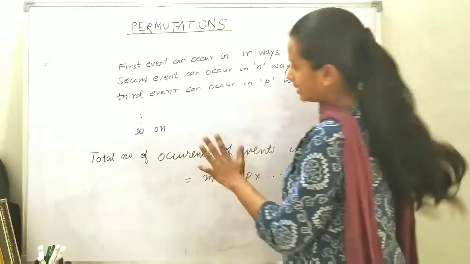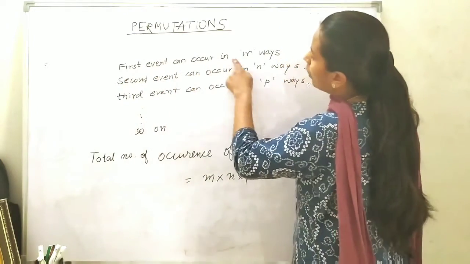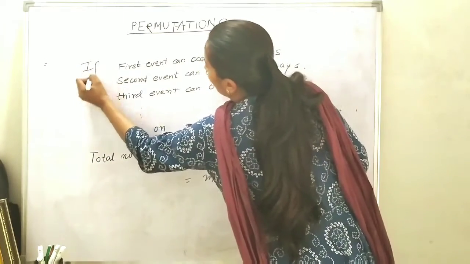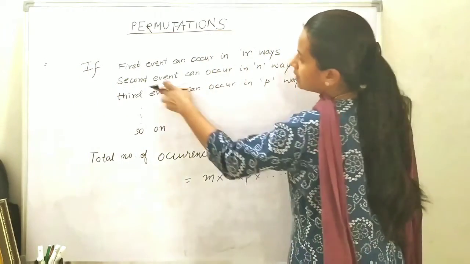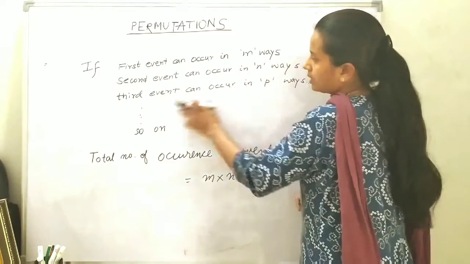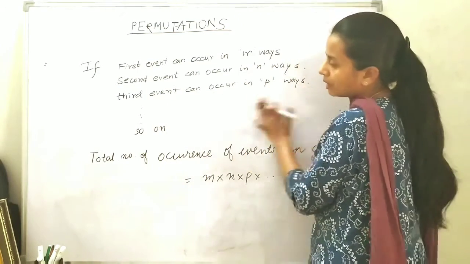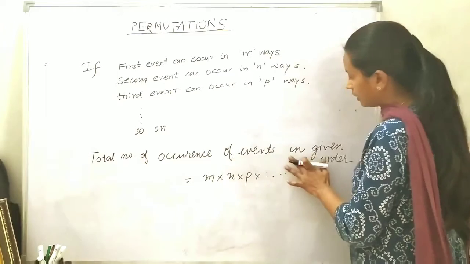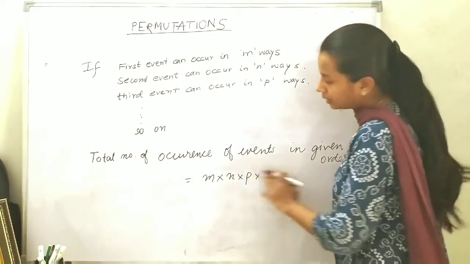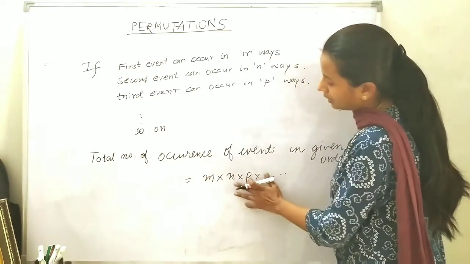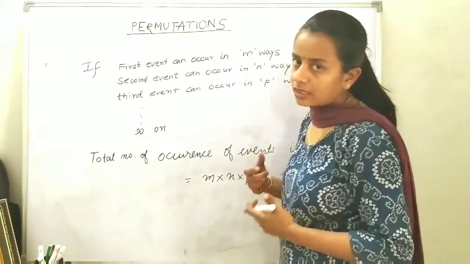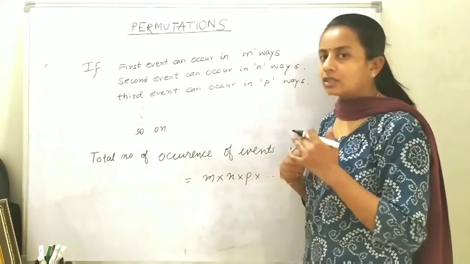We can say that if the first event occurs in M ways, the second event occurs in N ways, the third event can occur in P ways and so on, then the total number of occurrences of events in the given order is M into N into P. We will multiply the number of ways in which the events occur.